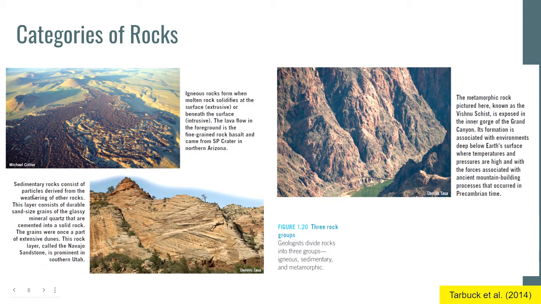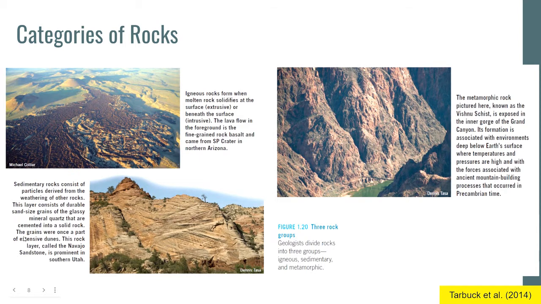Sedimentary rocks consist of particles derived from the weathering of other rocks. Okay, so we will learn more about weathering when we go to exogenic processes. Once those weathered particles are carried off to usually bodies of water, they lay on top of each other in different layers. So this layering consists of durable sand-sized grains of the glassy mineral quartz that are cemented into a solid rock. After years and years of compaction, they become solidified. So those grainy particles solidified to become sedimentary rocks.